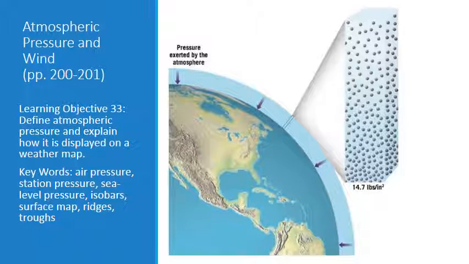Content in this presentation is covered on pages 200 through 201 of your textbook, and it's meant to help you achieve learning objective number 33, which is to define atmospheric pressure and explain how it's displayed on a weather map. Be sure to skim these pages before watching the video and to read the chapter carefully before attempting the online quizzes.